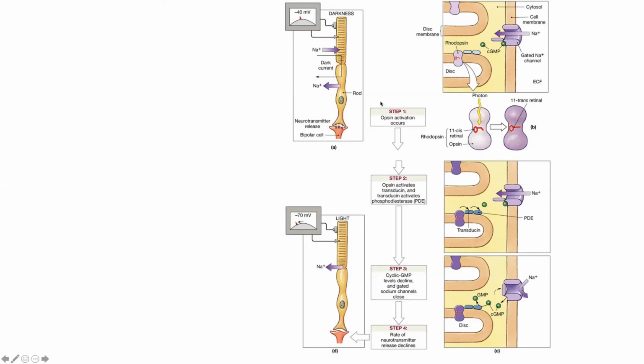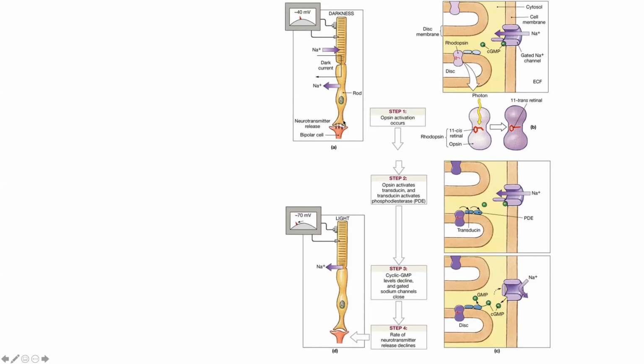Okay, so we have this dark current that occurs. There's no light here. There's no photons coming in, and we have a continual current where sodium is coming in, depolarizing the membranes, and then repolarizing here. This continual current causes neurotransmitter release onto the bipolar cells. When we have this continual release of neurotransmitters on the bipolar cells, it's kind of inhibitory to stimulating the ganglion cells. So we aren't stimulating the ganglion or the optic nerve when these neurotransmitters are flowing normally in this dark current.